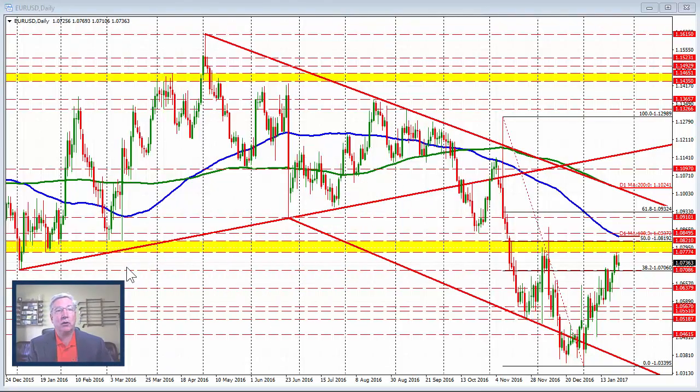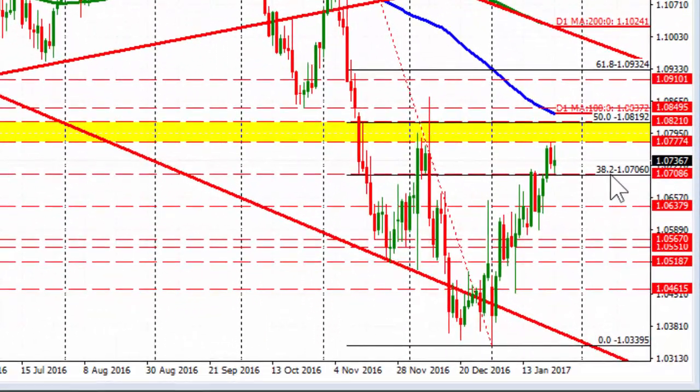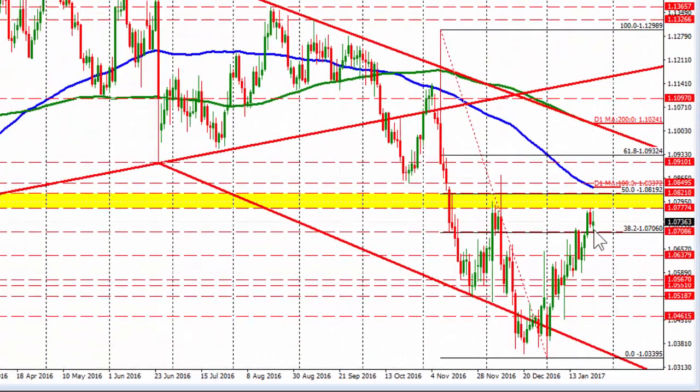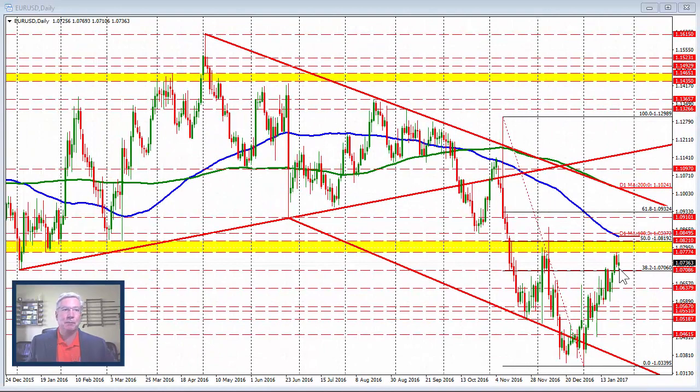This is the daily chart of the euro versus US dollar, and in trading here today, we're staying above this 38.2% retracement of the move down from our high in the month of November to our low that we saw at the beginning of this trading year. That level again comes in at the 1.0706 level, and our low price in trading today came in at 1.0710. So staying above that level keeps the bullish bias intact for the euro versus US dollar.